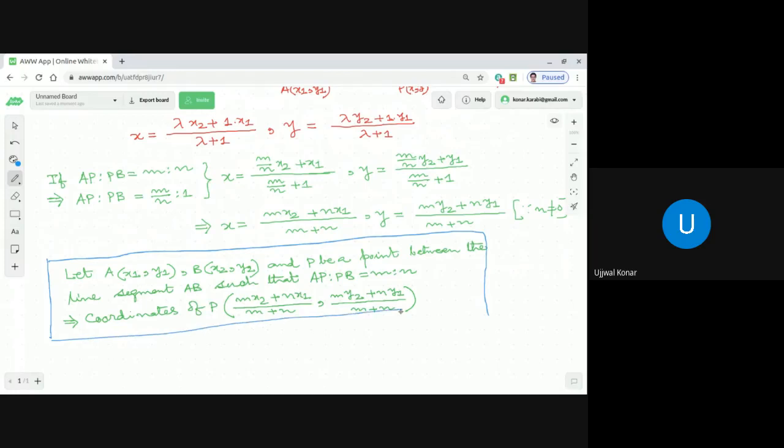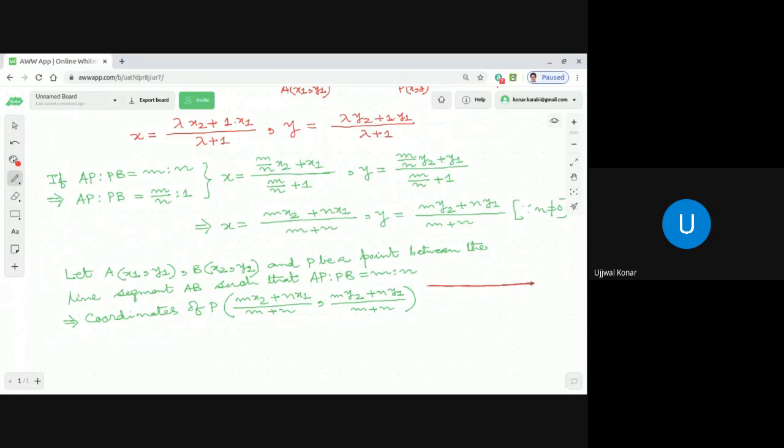Okay, I'm just going to give a pictorial description of whatever I just wrote. Let me draw the line segment first. Suppose this is the line segment AB, A and B. You know the coordinates of the point A as x1 comma y1, and of the point B as x2 comma y2, and P is a point in between AB such that AP is to PB is equal to m is to n. Correct? Then how to find it out? In the same manner, m should be with this one, and n should be with this one.